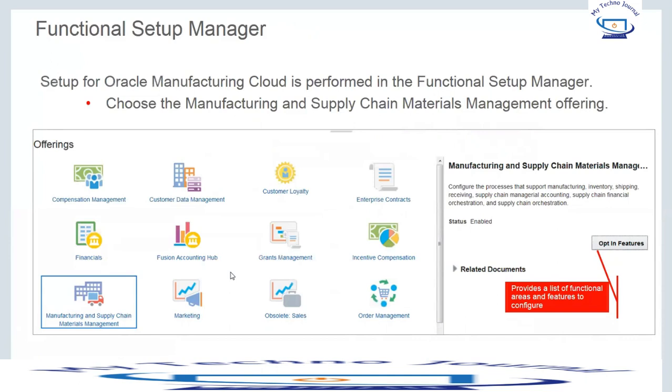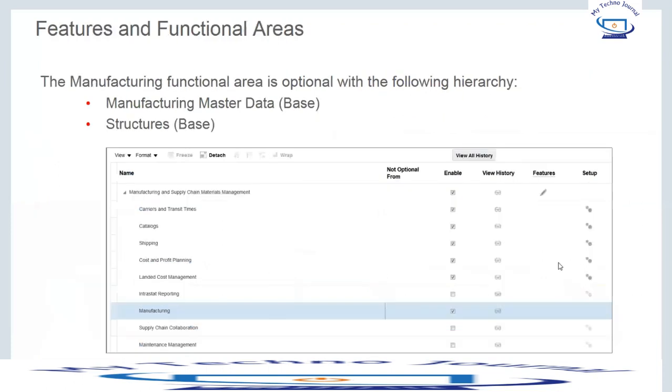Now, when you go to the offerings, you can see these are the different offerings available as per the provisions which you have got. So you can select the manufacturing and supply chain material management offering, and then you can see all the related documents over here. You just have to make sure that this is enabled for implementation. The environment which we are using is already enabled. This is only for a fresh environment where you have taken the offering and you want to implement manufacturing. You have to make sure that this particular checkbox is enabled from the manufacturing perspective.